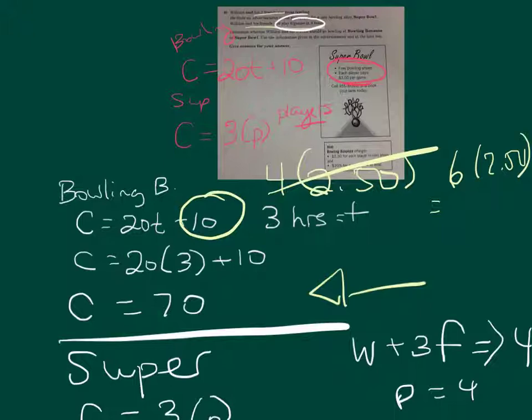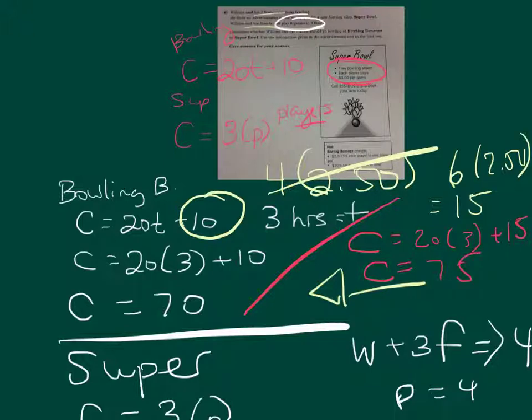$15. So if I change this to now read C equals 20 times 3 plus 15, then my cost will be $5 more than before. My cost will be $75. So actually the new place Super Bowl is the better choice.